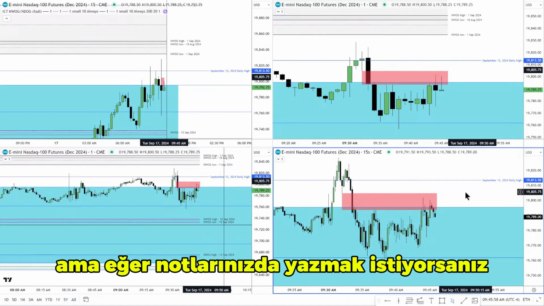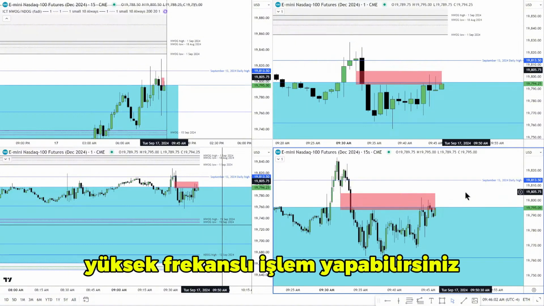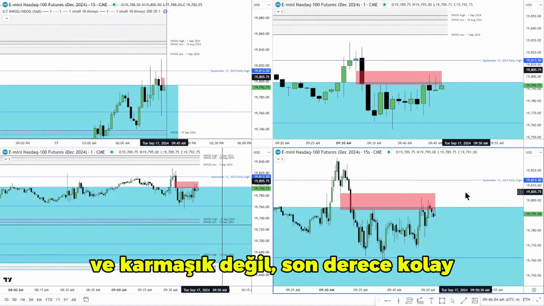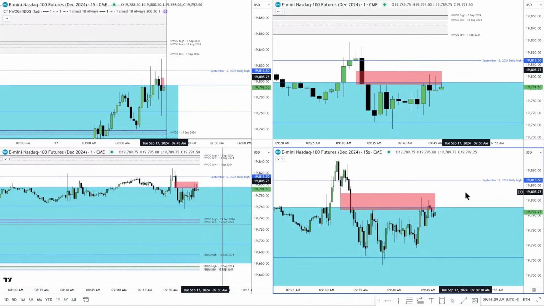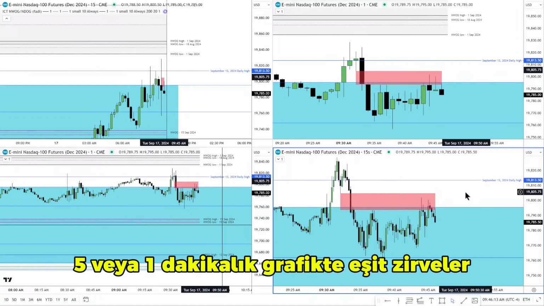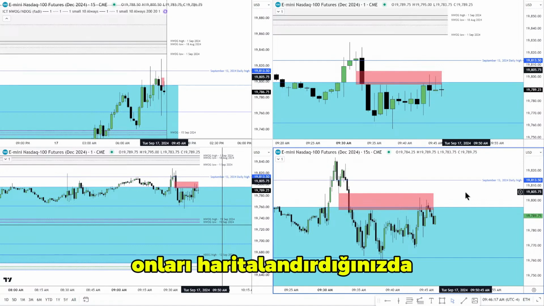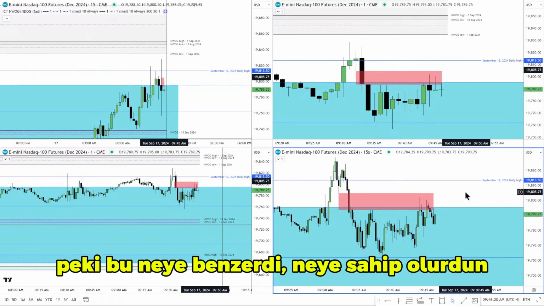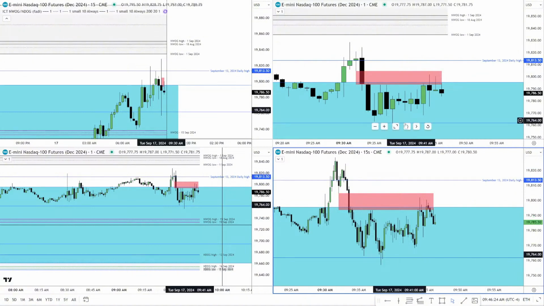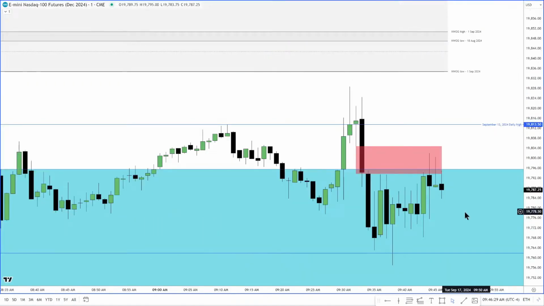But in your notes, you want to write down for fair value gap trading, you can do high frequency trading, and it's not complicated. It's extremely easy. You can do it without a bias, and the only thing you're doing is looking for relative equal highs on a 5 or 1 minute chart, once you map them out in close proximity to where we're at right now. So what would that look like? Well, we're going to use the 1 minute chart.